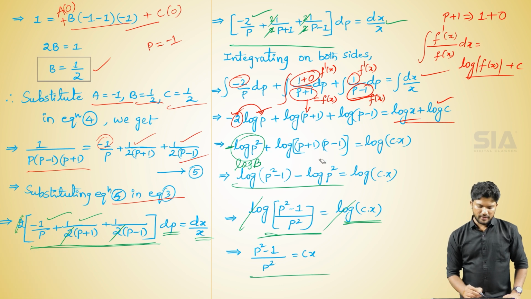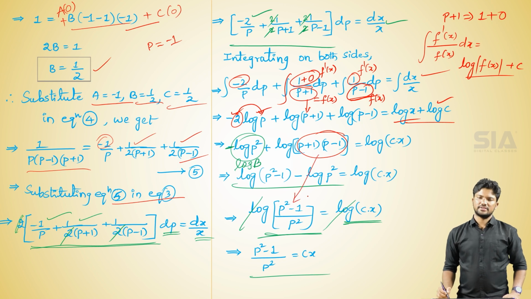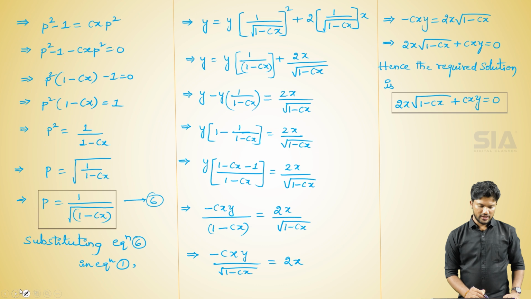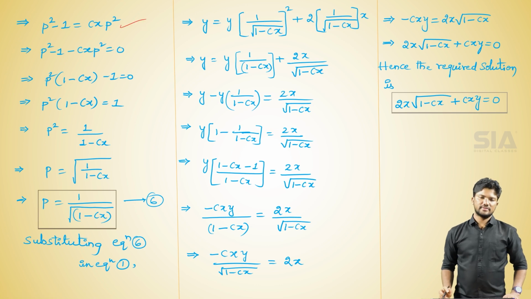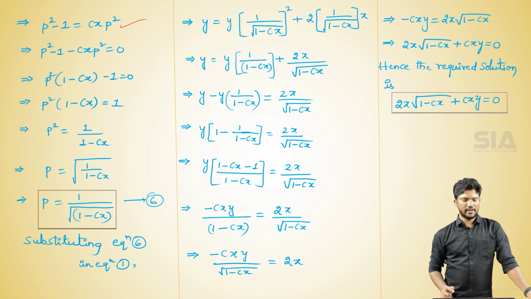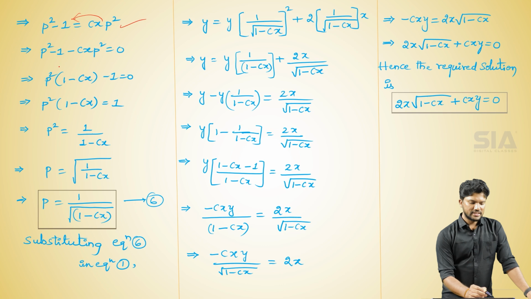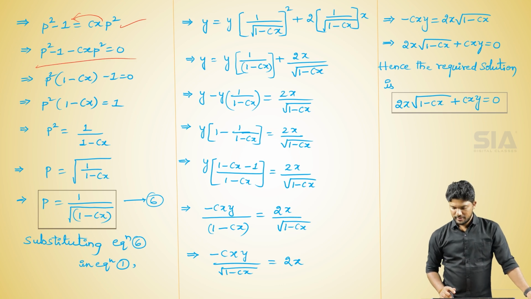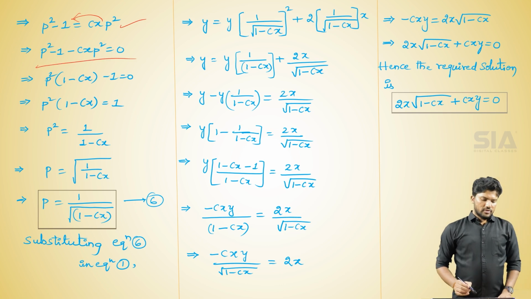Here you have P plus 1 into P minus 1. That value P plus 1 into P minus 1 we are writing as P square minus 1. So P square minus 1 by P square equals C into X. From this condition, P square minus 1 is equal to Cx into P square. So take that value to LHS: P square minus 1 minus Cx P square equals 0.